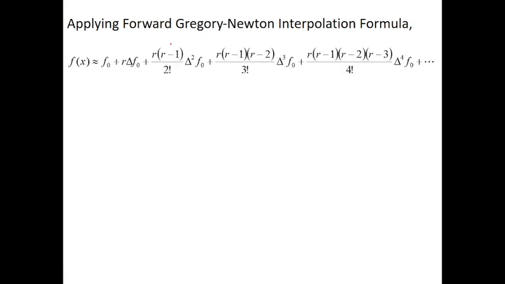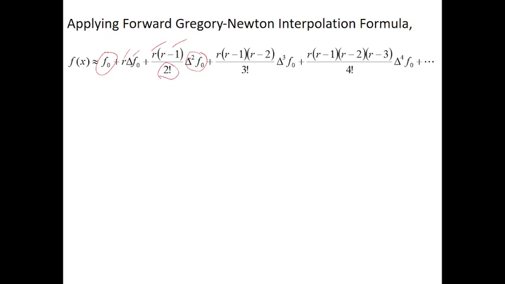So here's the formula. We start with f sub 0, then we multiply r and delta f sub 0. Then we add the product of r and r minus 1, divide it by 2 factorial, then multiply that by delta squared f sub 0. So there is a pattern, class, actually.